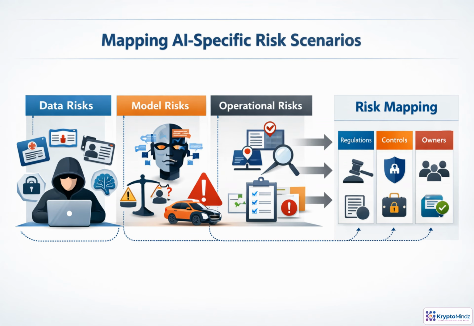A practical map also needs concrete failure scenarios. Start with data. Could the system expose PHI, retain personal data too long, or memorize sensitive content? Then look at model behavior. Could it hallucinate, discriminate, or produce unsafe recommendations? Add operational risks such as weak monitoring, unclear ownership, poor vendor oversight, or no incident process. Each scenario is then mapped to the applicable regulation, required control, accountable owner, and evidence needed to prove compliance.